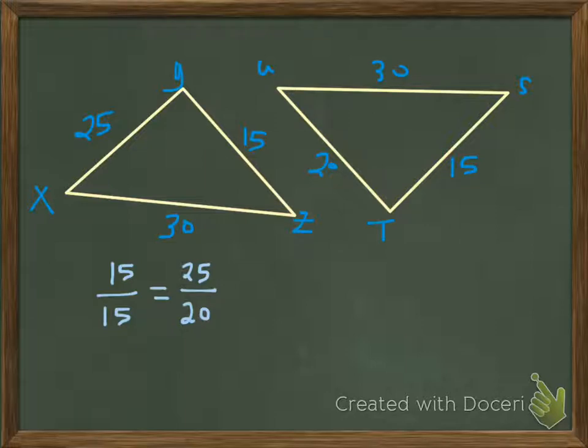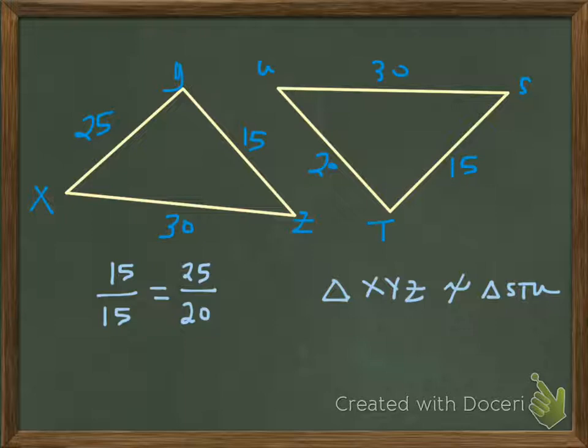Okay, so since these are not proportional, 15 over 15 does not equal 25 over 20, we can now make the similarity statement that says triangle XYZ is not similar. Okay, that kind of looks like an X, but I'm just putting a slash through that similarity sign, is not similar to triangle STU.